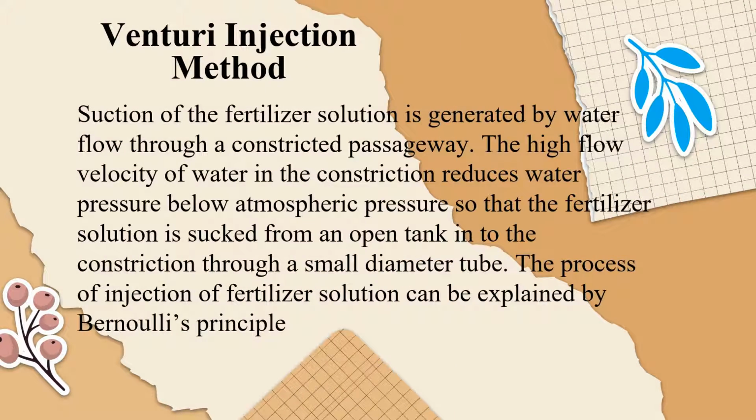The Venturi injection method. Suction of the fertilizer solution is generated by water flow through a constricted passageway. The high flow velocity of water in the constriction reduces water pressure below atmospheric pressure so that the fertilizer solution is sucked from an open tank into the constriction through a small diameter tube. The process of injection of fertilizer solution can be explained by Bernoulli's principle.